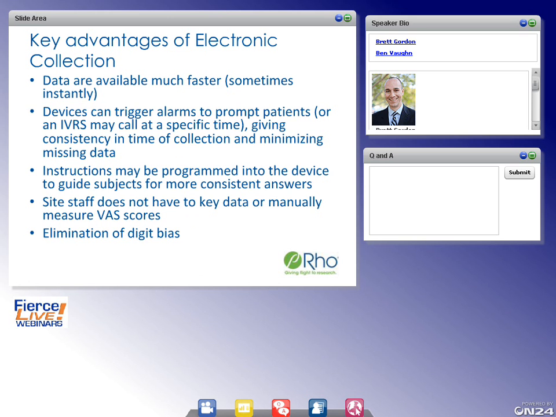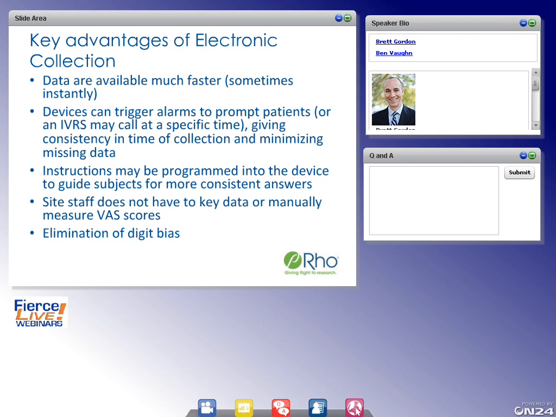Diary data on paper is terrible, and anytime you have to have a subject fill out a date, it will be wrong. And somebody has to go back through and clean these things up. You can also put instructions into the device to guide those subjects so you get more consistency there. The site staff doesn't have to key the data and manually measure VAS scores. Again, 100 millimeter VAS, if it's done on paper, somebody has to sit there with a ruler and measure it off. And also with that, you get digit bias, which I'll come to later.